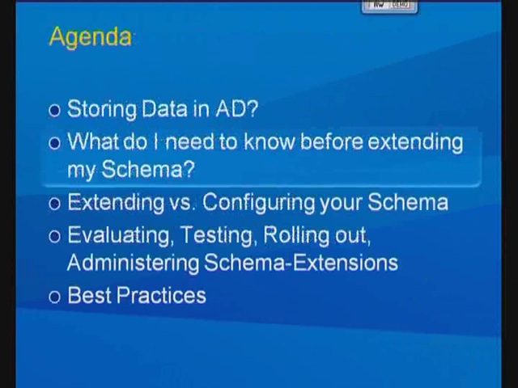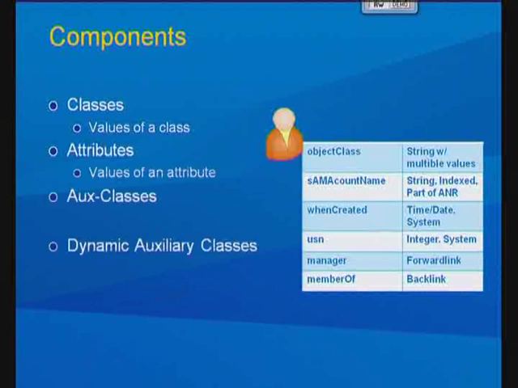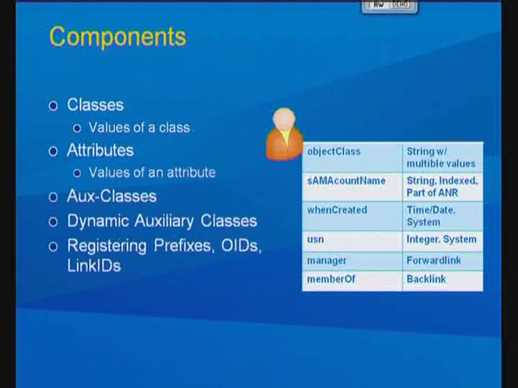Okay, so what do I need to know before I'm extending my schema? We have different components there, and let me step down. This slide here is not level 400, but only so that we are all aware of the terms here. In Active Directory, we have classes and we have attributes. Let me make an example. If I want to put a car in my Active Directory, the car would be a class, or the definition of a car would be a class.